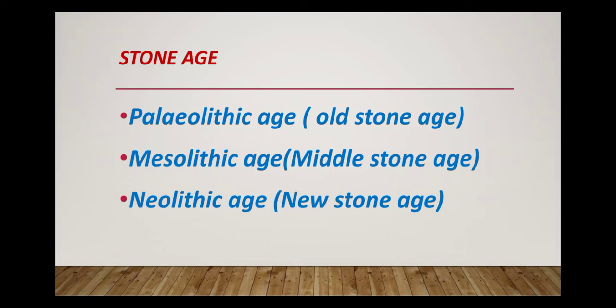Stone Age is classified into three types. They are Paleolithic Age. Paleo means old. In this age, the early humans invented stone tools. Mesolithic Age. Meso means middle. In this age, the early humans used tools, bow and arrow to hunt animals. Neolithic Age. Neo means new. In this age, the early humans started farming.